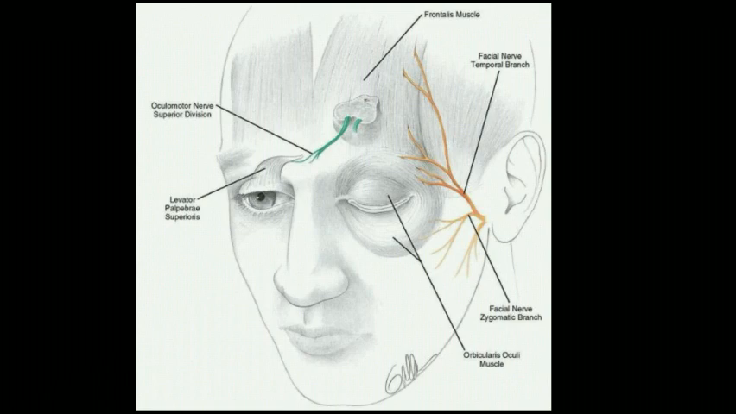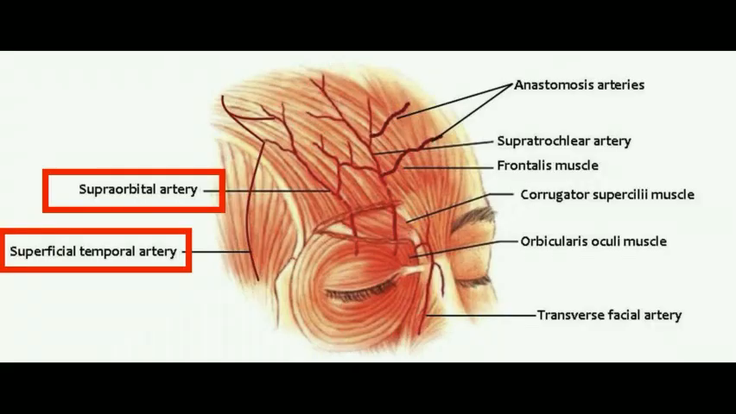The arterial supply of the orbicularis oculi is almost very similar to that of corrugator supercilii. It is supplied by three branches of the external carotid artery, that is the maxillary artery, the superficial temporal artery, and the facial artery, but also apart from the supraorbital artery, which is a part of the ophthalmic artery and which is in turn a part of the internal carotid artery. Well, this was about the anatomy of orbicularis oculi.